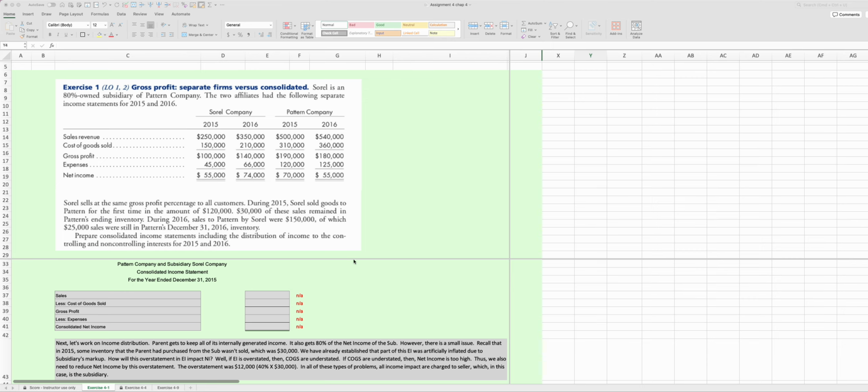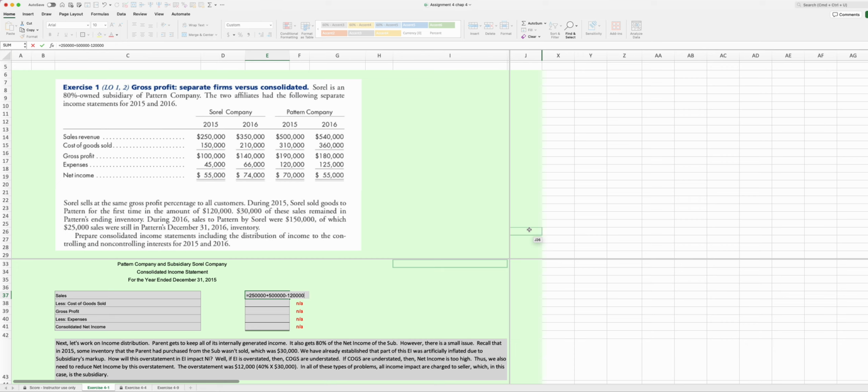In 2015, both of the affiliates in this consolidated group had sales revenue of $250,000 and $500,000. So that's where we're going to start, by adding the sales together. And that would be it if there weren't any intercompany sales, but there are. In fact, they tell us that during 2015, Sorel sold goods to Pattern for the first time in the amount of $120,000.